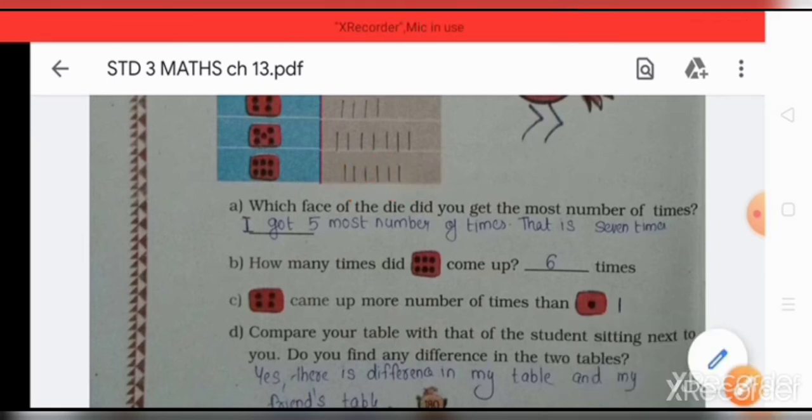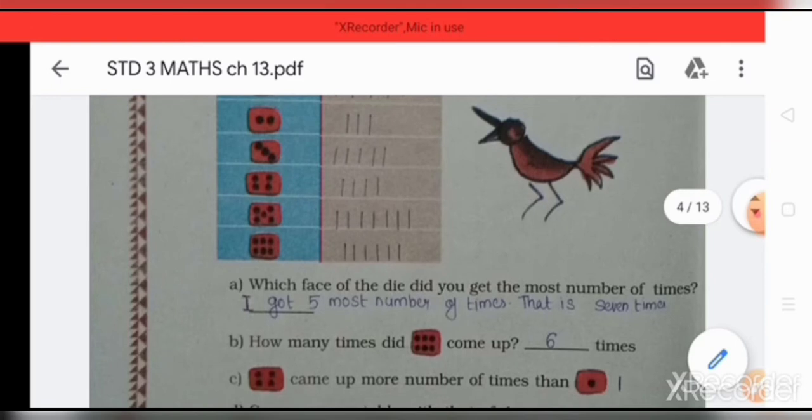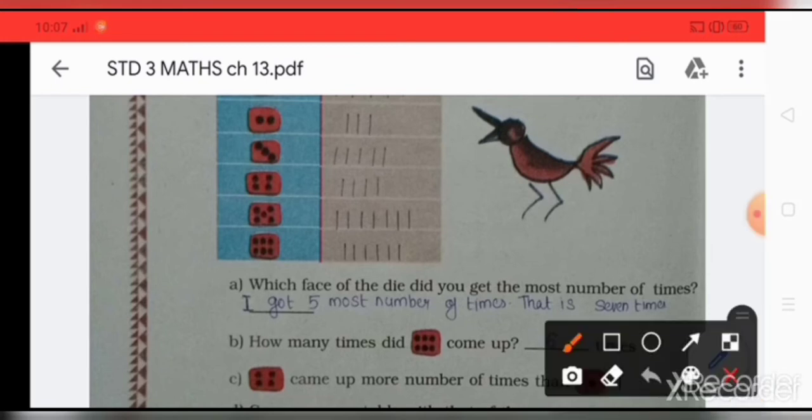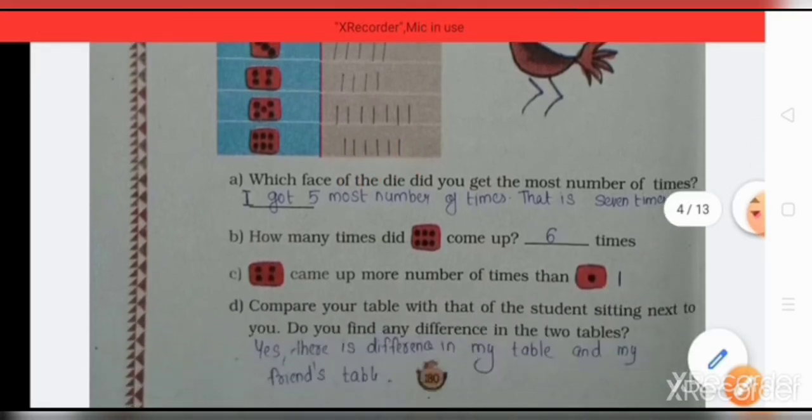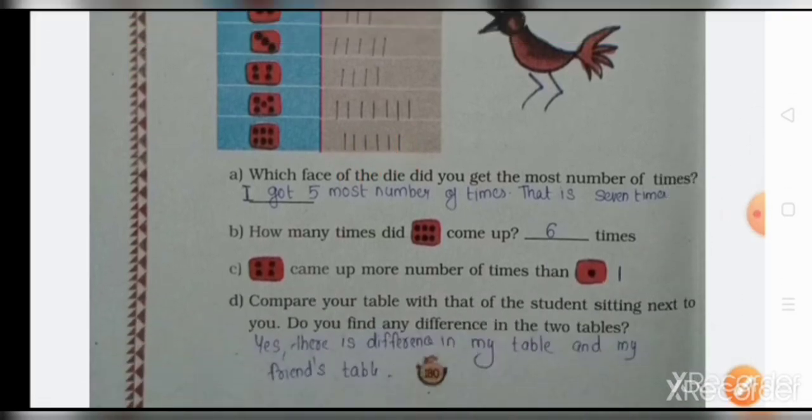Which face of the die did you get the most number of times? I got 5 the most number of times, that is 7 times. How many times did the 6 come up? Look here. 1, 2, 3, 4, 5 and 6 times. And 4 came up more number of times than 1.